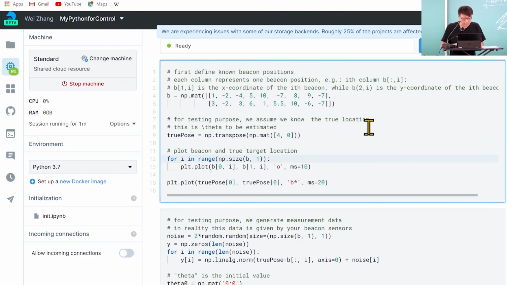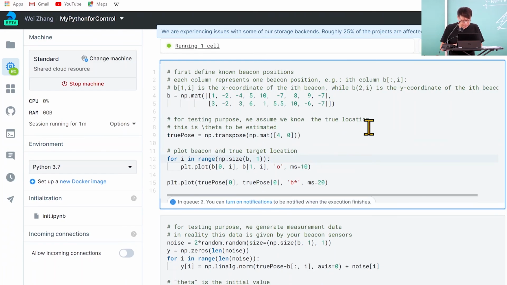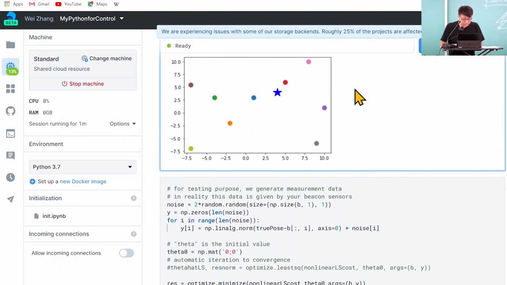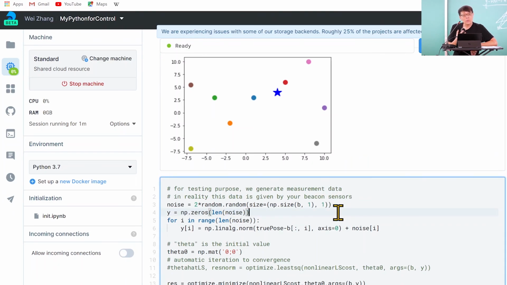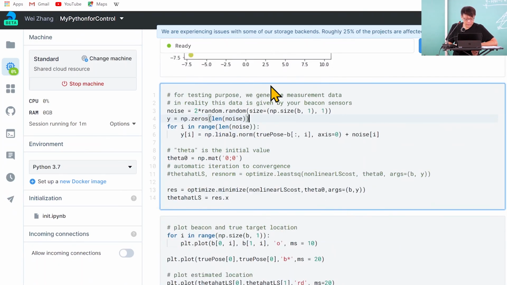Okay? Then I can try to draw this. You see there are so many beacons. Those are dots. This is my target position. And each of them will give a measurement. In reality, you will directly have the measurement, but in this example, we somehow have to generate some fake measurements to try. All right? Now for testing purposes, let's generate some data.